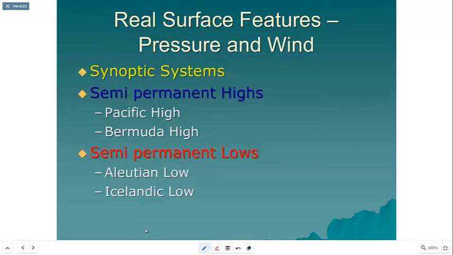Okay, so next on the list is talking about some of the pressure systems at these various belts. And we're going to talk about initially the synoptic systems. We're going to concentrate on the Pacific High and the Bermuda High, the Aleutian Low, and the Icelandic Low. Now the key thing here is the first pressure systems are going to be synoptic systems. The reason I'm making that statement is we also talked about a feature called a thermal low and high pressure system. So these first ones, these four, are going to be considered synoptic in nature.